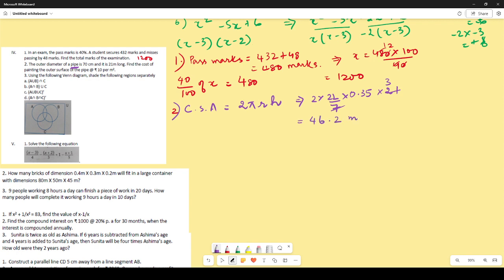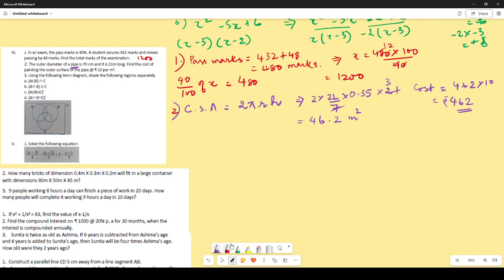46.2 square meters. And straight up, when we multiply it with 10 rupees per square meter, the cost will be 46.2 into 10. That makes it rupees 462. That should have been your answer. But if you are using the incorrect formula, obviously you are not going to get the correct answer.